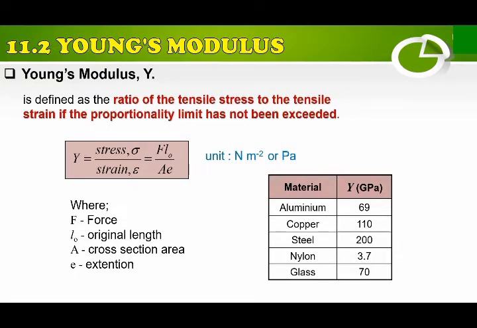Now we will learn the second part of this topic, which is about the Young modulus. Young modulus is defined as the ratio of the tensile stress to the tensile strain if the proportionality limit has not been exceeded. From the definition, we can write the equation for the Young modulus as stress over strain, or equal to FL0 over AE. Young modulus is a scalar quantity with the unit of Newton per meter square or Pascal. From the table, for different materials, the value of the Young modulus is different. This shows that the Young modulus depends on the types of material.